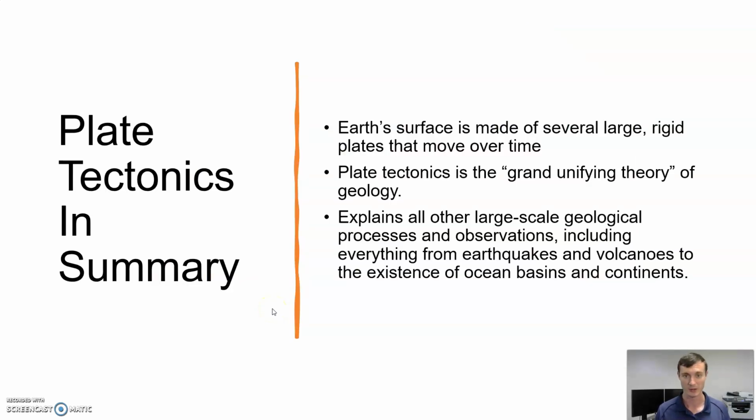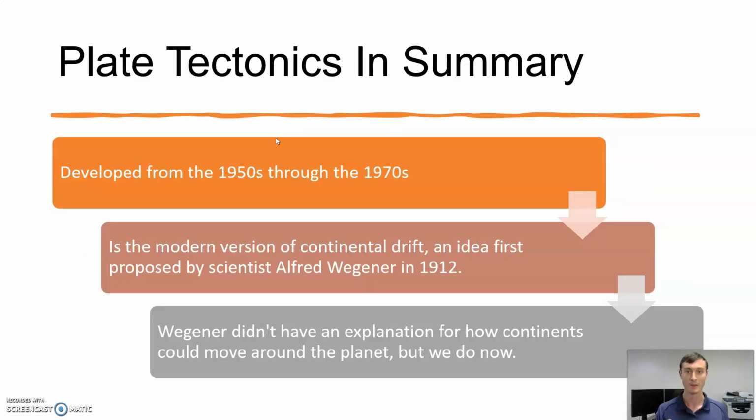So one more time, let's put it all together. Earth's surface is made of rigid plates that move around over time. Plate tectonics is the grand unifying theory that explains how these plates move and what the consequences are of their interactions with each other. Plate tectonics explains all other large-scale geological observations. It is the grand unifying theory of geology. Everything from earthquakes to volcanoes to the very existence of oceans and continents can all be related back to this larger framework of plate tectonics. It was developed from the 1950s through the 1970s based on earlier ideas from Alfred Wegener, proposed in about 1912, so a full 50 years from being proposed to finally being developed and accepted.